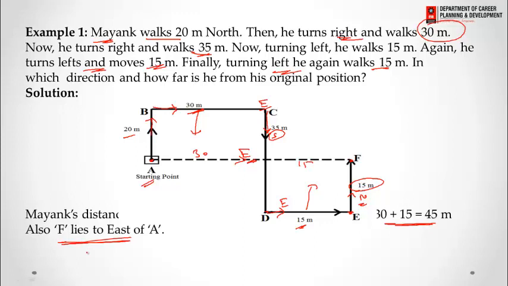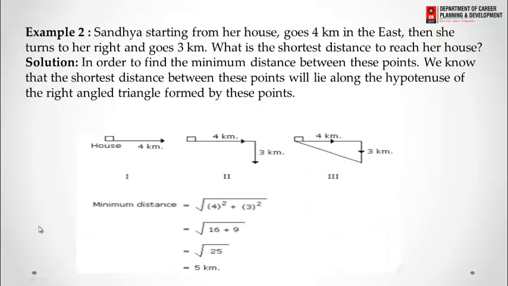Now we have another example for this type of question, where Sandhya starts from her house and goes 4 meters to the east. It means she starts from her house and walks for 4 meters toward the east, and then she takes a right turn and goes for 3 meters. It means she goes 4 meters and then takes a right turn and walks another 3 meters. From that, what is the shortest distance to reach her house?